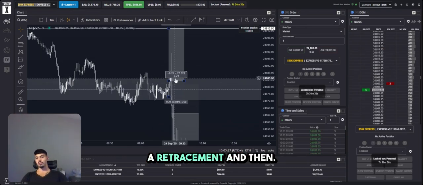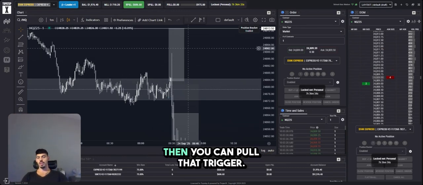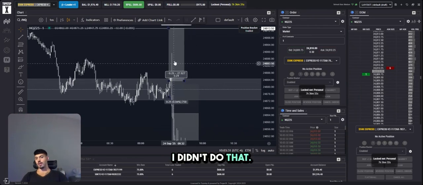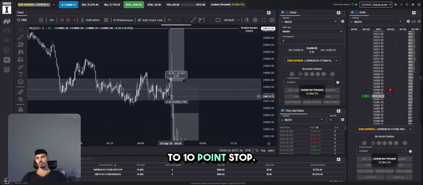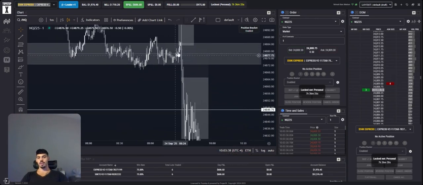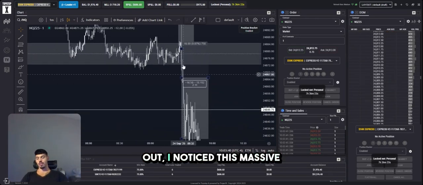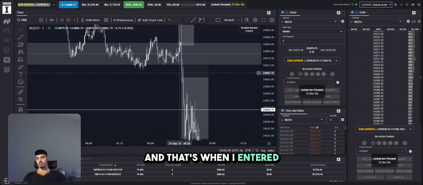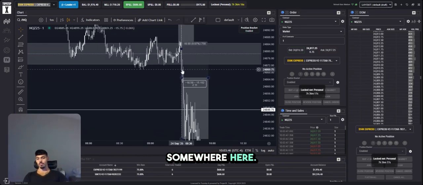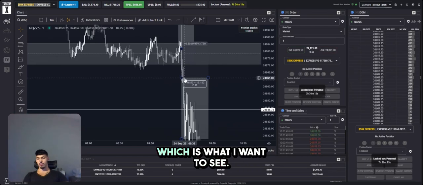Okay, wait for maybe a retracement, and then you can pull the trigger. I didn't do that and got stopped out with a 9 to 10 point stop. I lost like $300. However, when I got stopped out, I noticed this massive CISD to the downside, and that's when I entered with one contract somewhere here, and then I saw displacement, which is what I want to see.